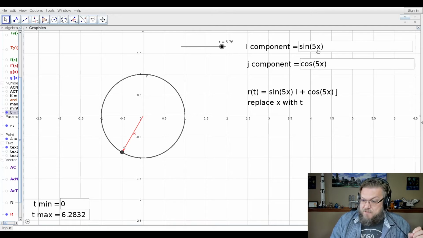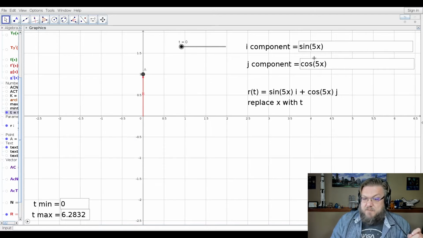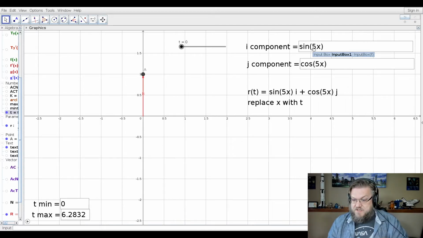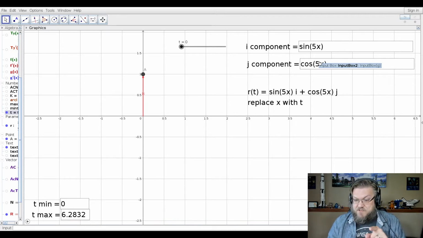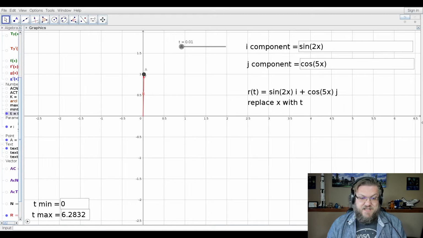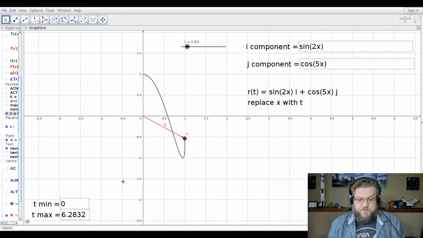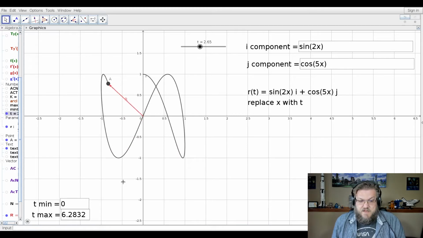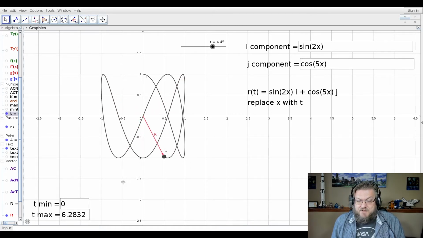Now, imagine if these were imbalanced, if this was like a 2x. So think about what that means. It's going to go around the circle, it's going to do the oscillation twice in the same time that it takes cosine 5 times. It wants to do 5 oscillations this way, the j component, sorry, wrong direction, while doing 2 oscillations this way. And so you get a funky graph. So now when they're imbalanced, you get something like this. See how it wants to go up and down much faster than left to right?